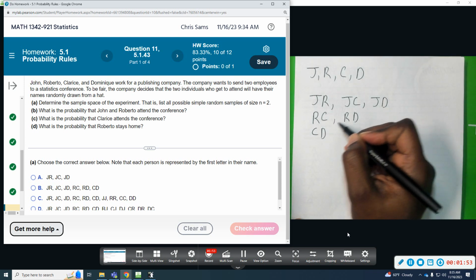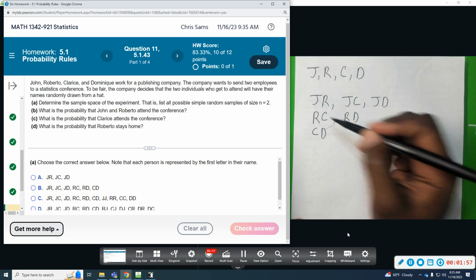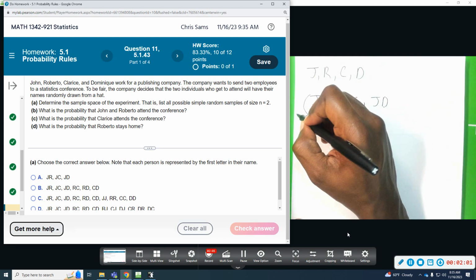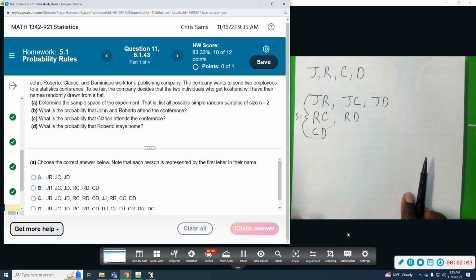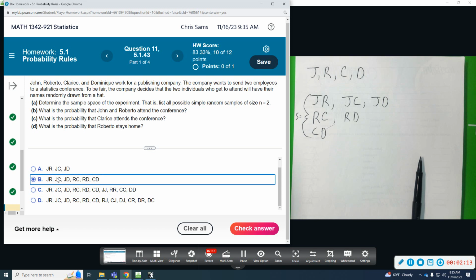So you can see there's 3 pairs with D, there's 3 pairs with J, and there's 3 pairs with R. So we have a sample space with 6 outcomes. So this would be our sample space. Looks like it has 6 outcomes.